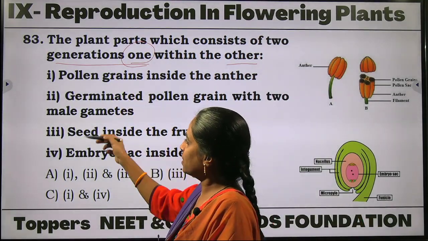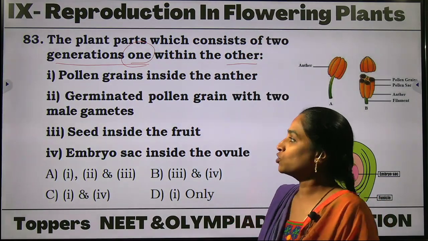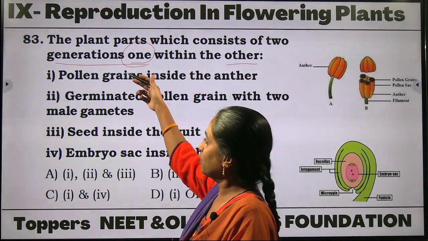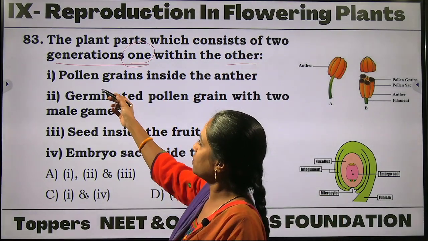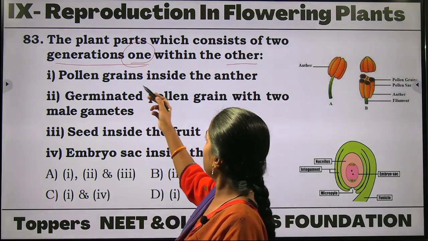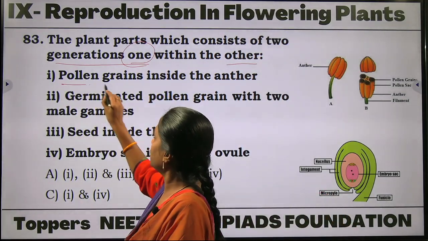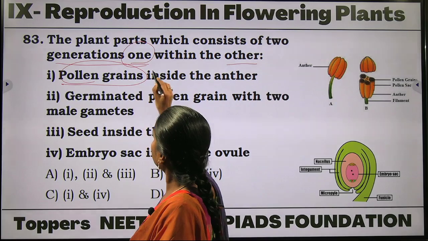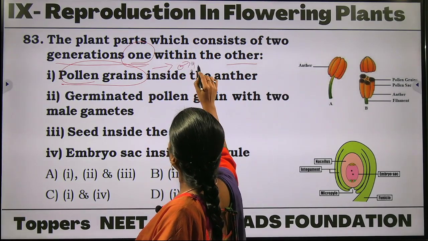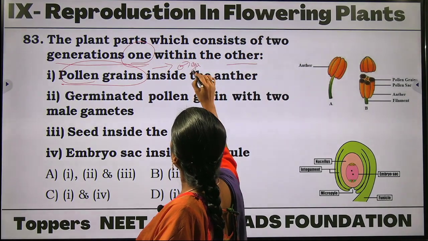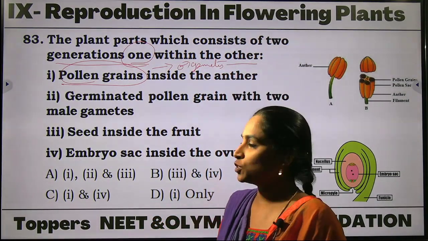The statements are given over here. This is an analytical approach type of question. Within the given statements, which one will be correct? Let us see. What is the first statement? Pollen grains inside the anther. What are the pollen grains? These are the male gametes. Okay, so let us see, this might be correct.